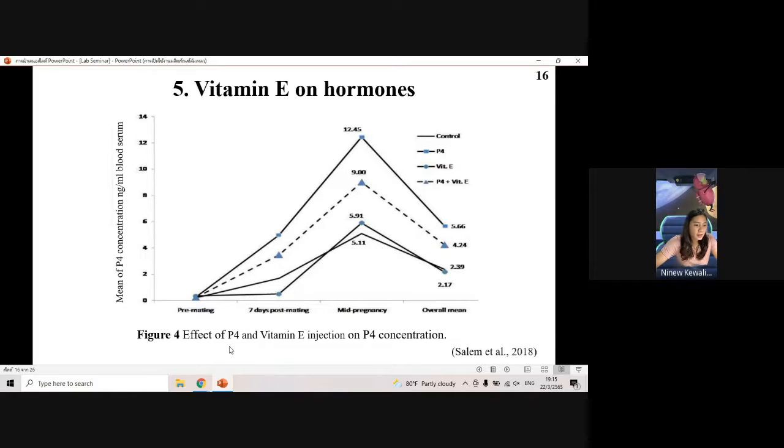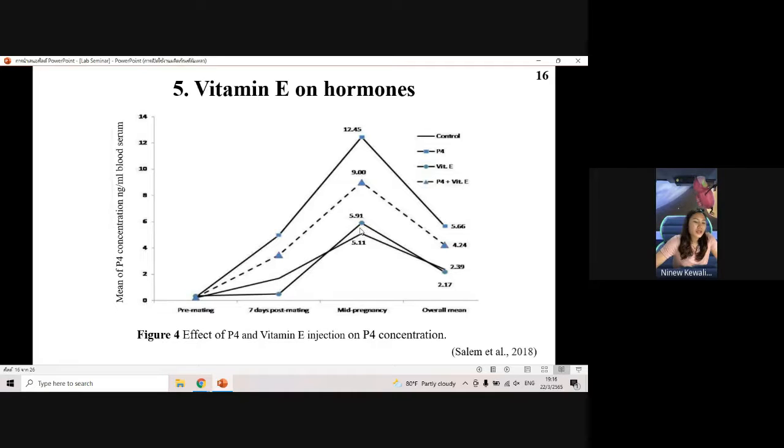And this one is the effect of P4 and vitamin E injection on P4 concentration. In this experiment, there is a slightly opposite result from the previous slide. Here, we can see that with vitamin E supplementation, it tends to increase just a little bit in the middle of pregnancy. This one is, if I'm not wrong, I will check again, maybe the rapid one.